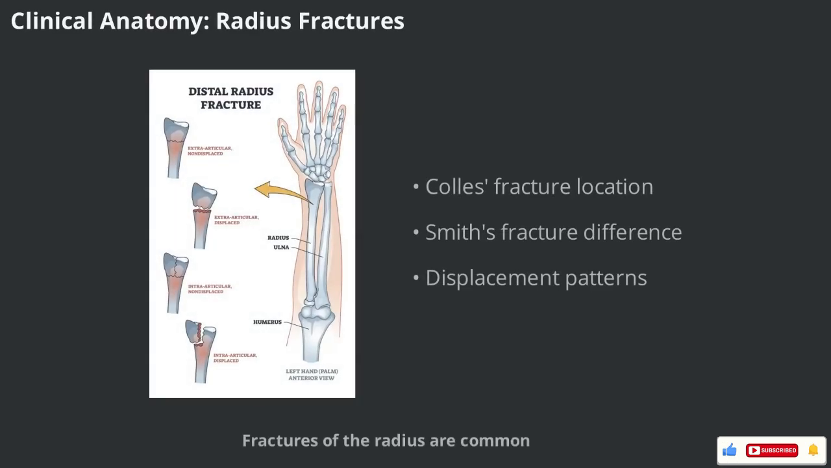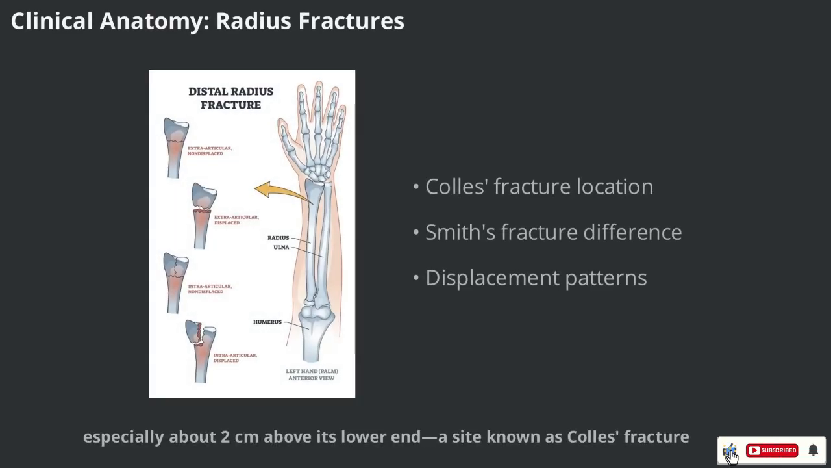Fractures of the radius are common, especially about 2 cm above its lower end, a site known as Colles' fracture. This injury typically results from a fall on an outstretched hand, causing the distal fragment to be displaced upwards and backwards. The radial styloid process may shift proximally relative to the ulnar styloid process. If the distal fragment is displaced anteriorly, it's called Smith's fracture. Recognizing these patterns is crucial for proper diagnosis and treatment, as they affect wrist function and alignment.